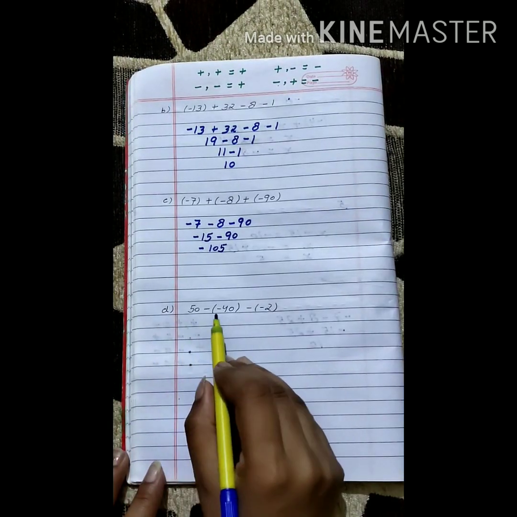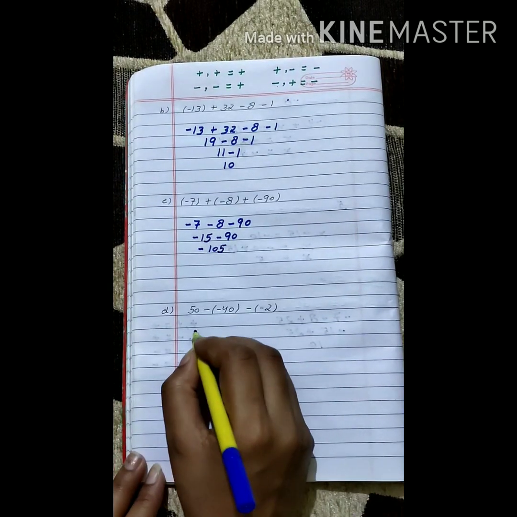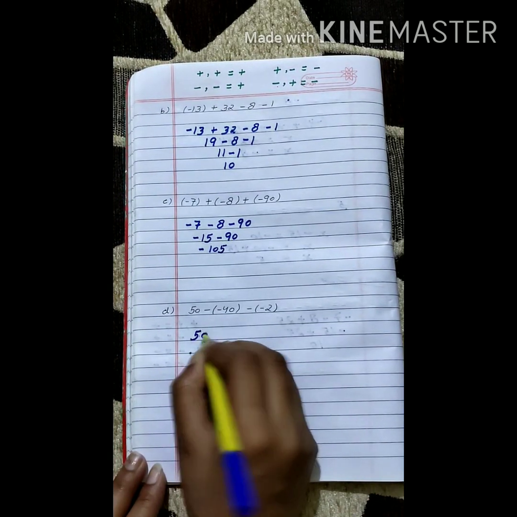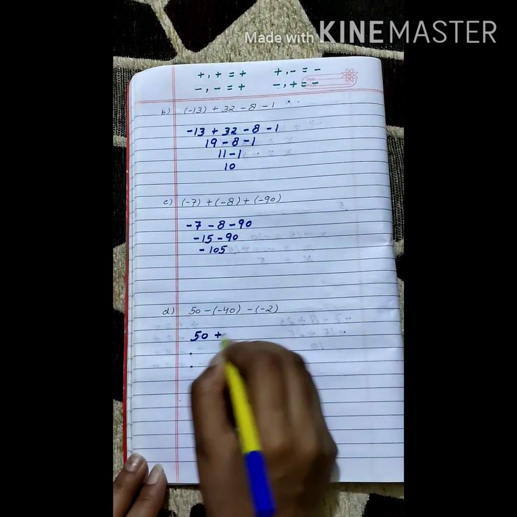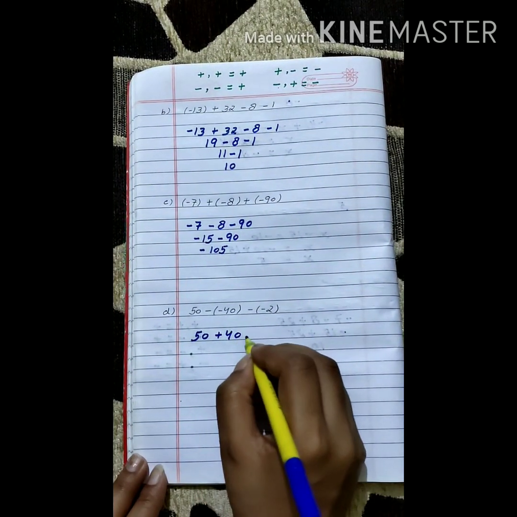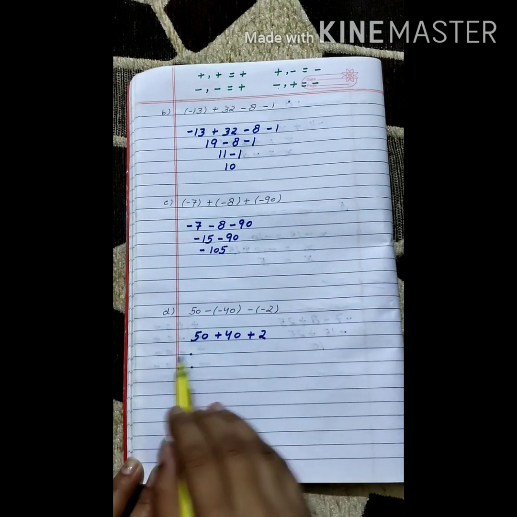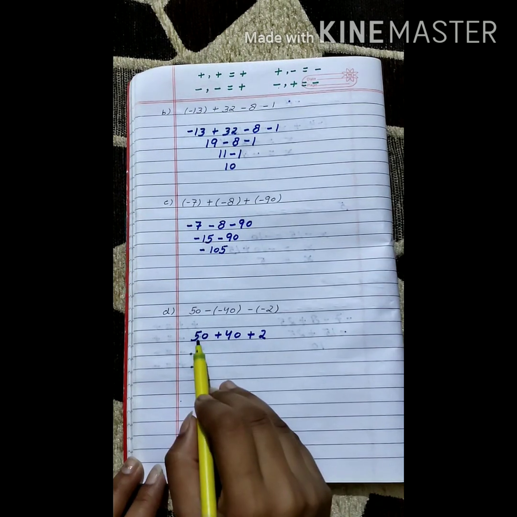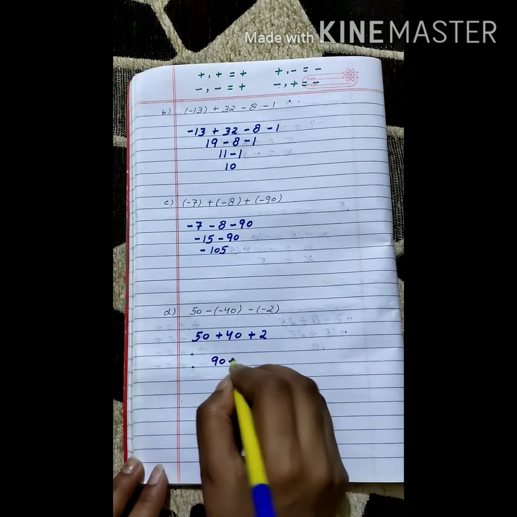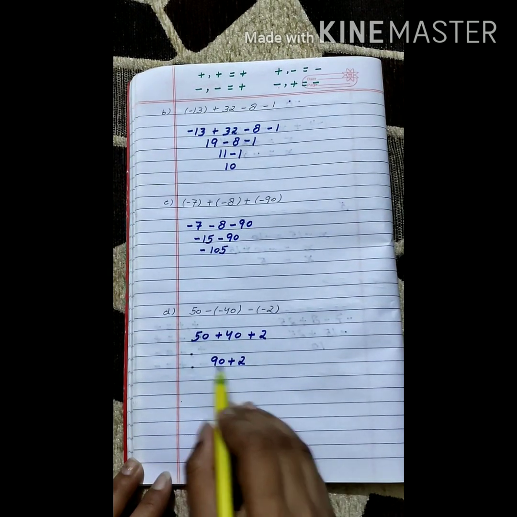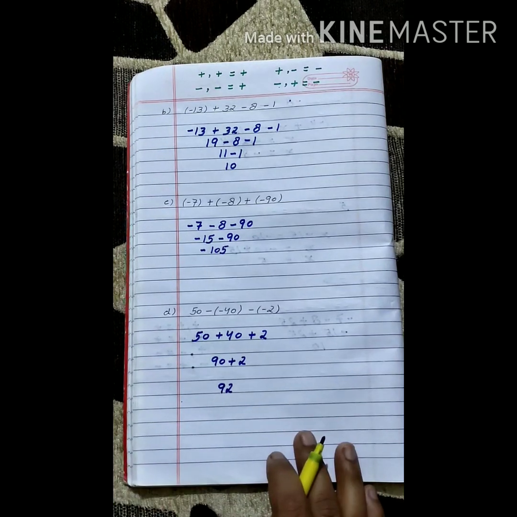D part. 50 minus minus 40 minus minus 2. Firstly we will solve the bracket. 50 as it is, minus minus is plus, so it will become plus 40, minus minus is plus, it will become plus 2. All terms are positive, so we will simply add these terms. 50 plus 40, 90. Plus 2 we will write as it is. 90 plus 2, 92. And it is our answer.